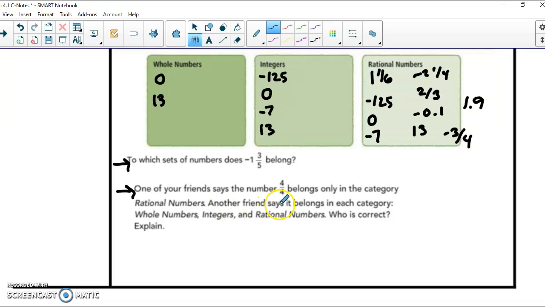So one of your friends says the number 4/4 belongs only in the category rational numbers. And it for sure should go in the rational numbers category because it's currently written as a ratio. But another friend says it belongs in each category. So is 4/4 also a whole number and an integer? And how can we decide?